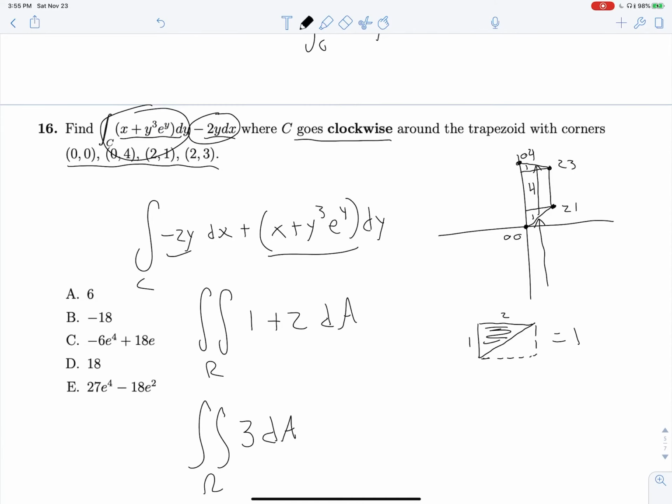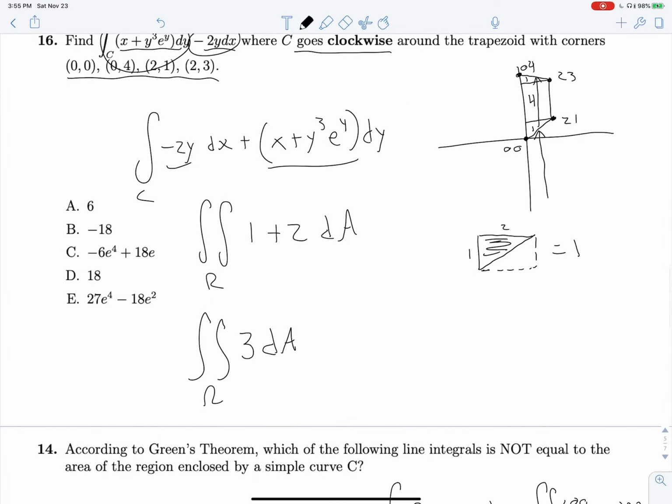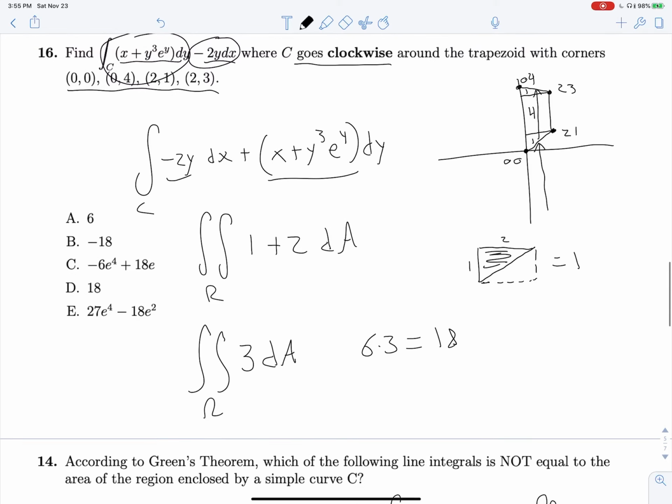So our total area is 6, and 6 times 3 gives us 18, but we have to be careful because remember we're going clockwise around the trapezoid, so we have to flip that and get negative 18. I'm going to quickly check because this always scares me when it's clockwise instead of counterclockwise. Okay, I just went and checked. B is correct. So that's pretty good.